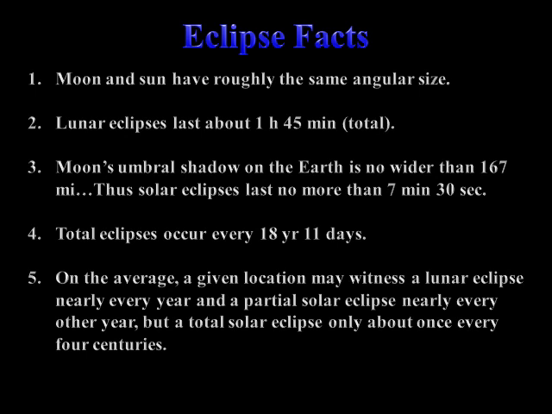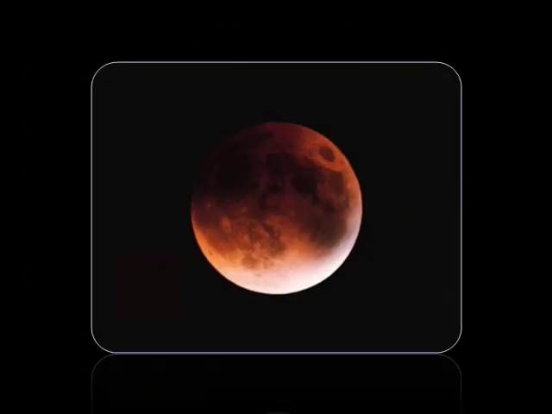Here is a partial lunar eclipse, and we see the reddish colors due to diffraction effects of the sunlight bending around the Earth. Here's the sun partially obscured. We see the shadow of the Earth projected. I'm sorry, this is the moon partially obscured. We see the shadow of the Earth projected onto the moon.